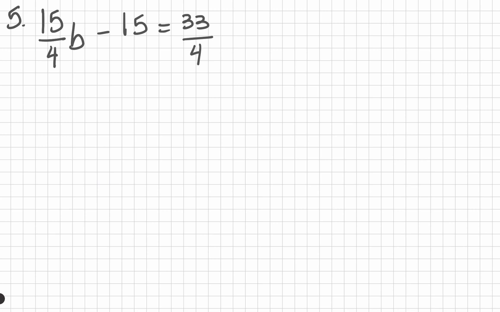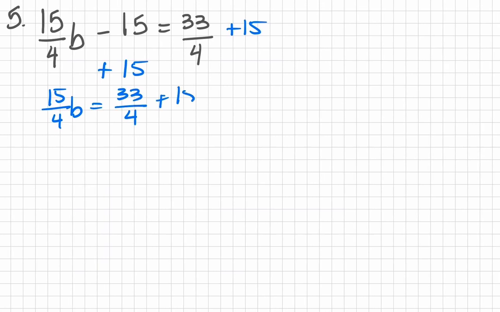All right. For this one, I have 15 over 4b minus 15 equals 33 over 4. The first thing I know that I can do is isolate my variable more. So I'm going to add 15 over here, and then I have 15 over 4b is equal to 33 over 4 plus 15. Now, this is a fraction over 4. This is not. I want to make it into that so the math will be easier.